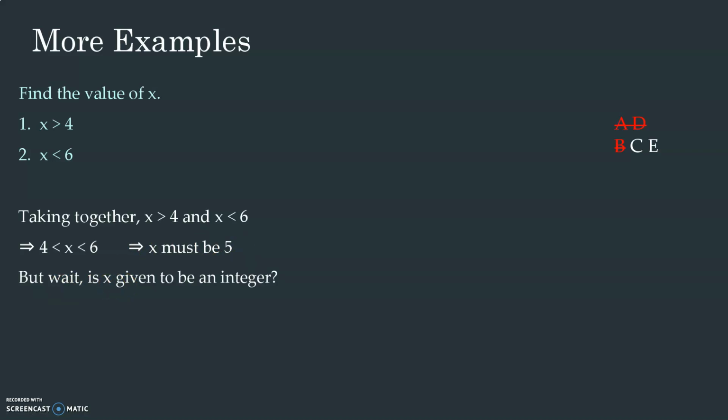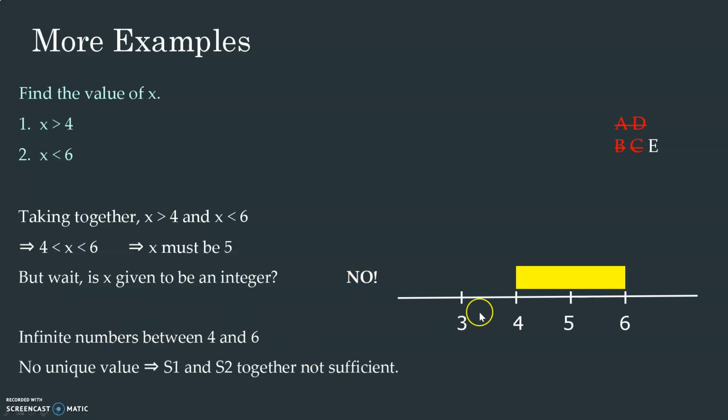Now that's where the tricky part of data sufficiency comes in. What is the information given? Nothing is given about x, so can you say x is an integer? No, you can't, right? You cannot assume anything on your own. You have to go by whatever is given in the question. Is it given an integer? No. Which means if you look at the number line, any number between 4 and 6 can lie in this entire region. There are infinite numbers between 4 and 6. Could be 4.1, 4.5, 4.9, 5.1, 5.5, might as well be 5, but not necessarily.